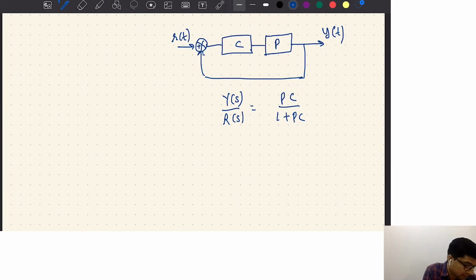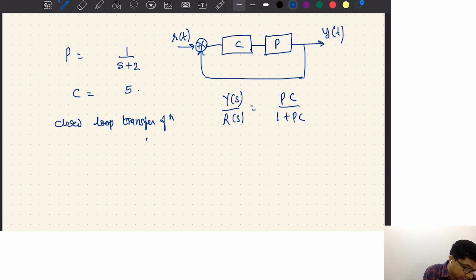So let us look at a case where P is of the form 1 over S plus 2, and C is simply a gain of 5. What is the closed loop transfer function? The closed loop transfer function will be 5 over S plus 2 over 1 plus 5 over S plus 2, leading to 5 over S plus 7.